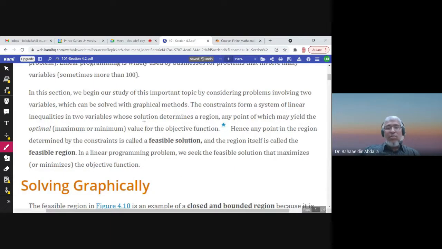To solve an LP problem by graphing, we will talk in this section about systems of linear inequalities in two variables. The solution is determined by a region. Any point in this region is a possible solution. This region is called the feasible region, and any point in this region is called a feasible solution of the system.